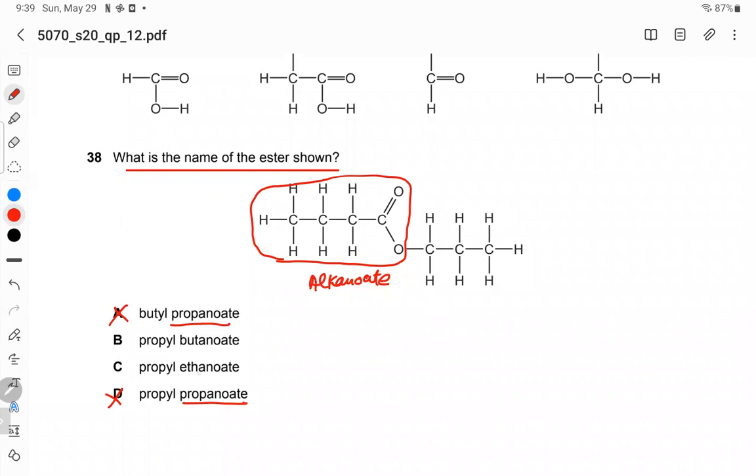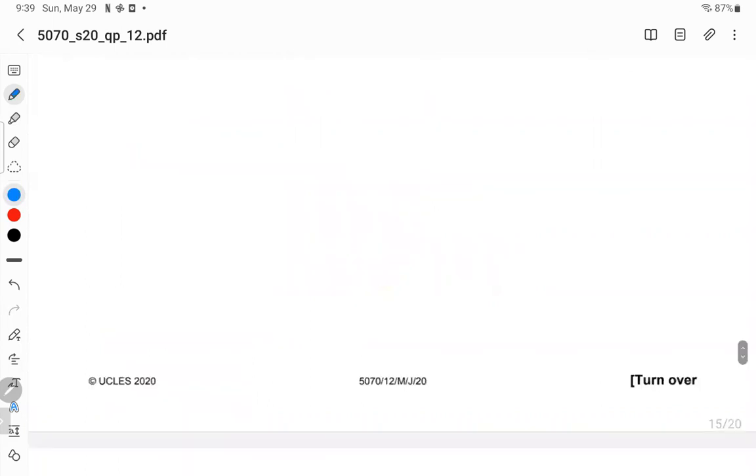And here we have an ethanoate. So we will mark this one as well wrong. So we have one with a butanoate answer. So B is the correct answer. Is this clear to everyone? Yes sir. Question number 39.